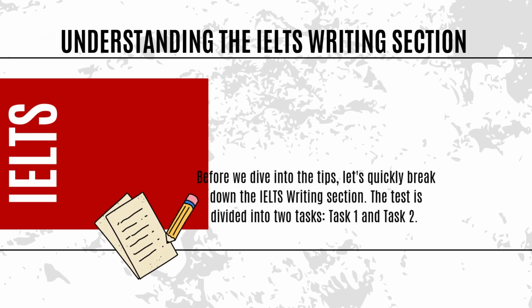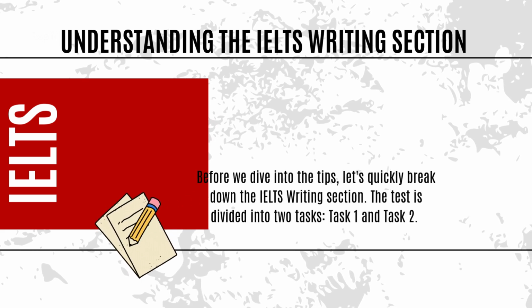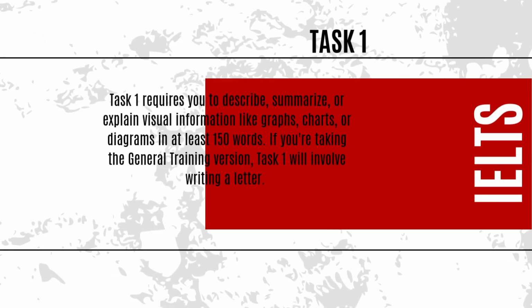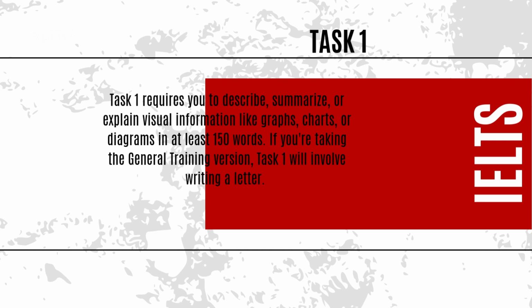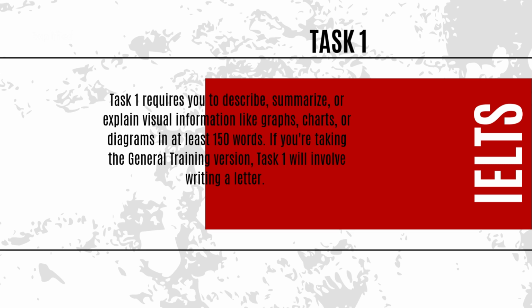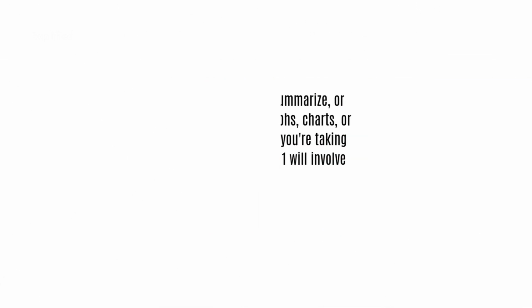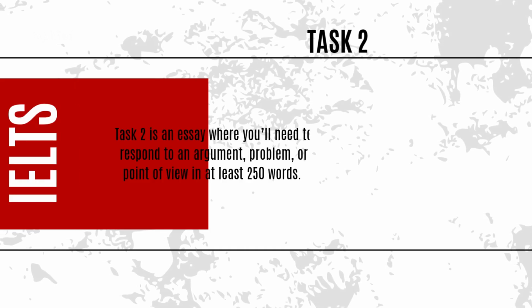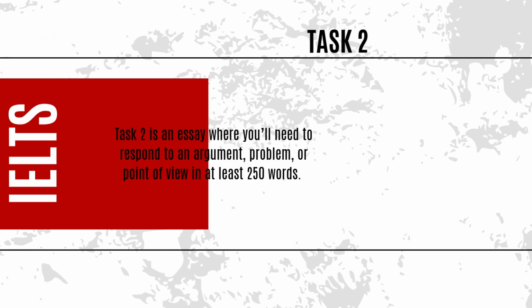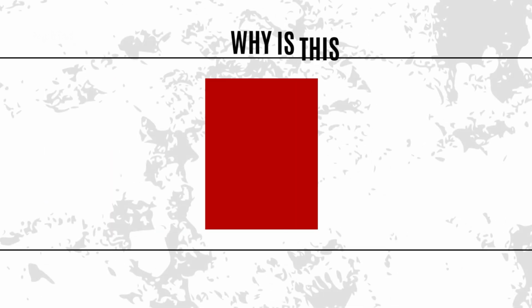Before we dive into the tips, let's quickly break down the IELTS writing section. The test is divided into two tasks, Task 1 and Task 2. Task 1 requires you to describe, summarize, or explain visual information like graphs, charts, or diagrams in at least 150 words. If you're taking the general training version, Task 1 will involve writing a letter. Task 2 is an essay where you'll need to respond to an argument, problem, or point of view in at least 250 words.